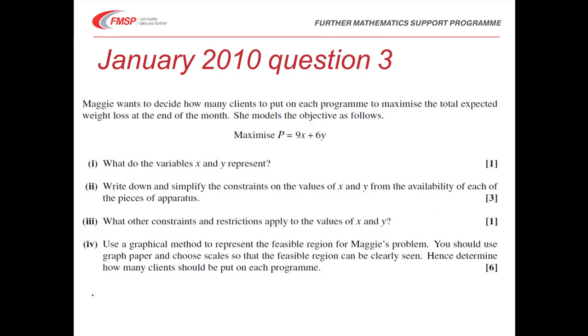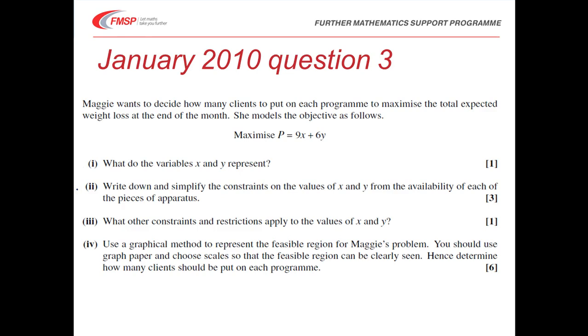And the question then goes on. Maggie wants to decide how many clients to put on each program to maximize the total expected weight loss. She models the objective as follows. So remember that clients on program X were likely to lose 9 kilograms more and those on program Y 6 kilograms more. So we're asked, what do the variables X and Y represent?